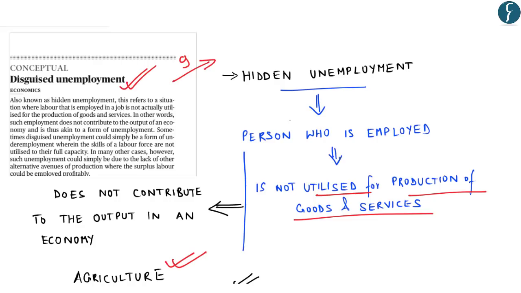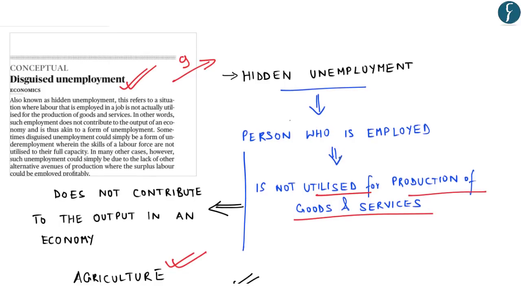It is in this aspect that this concept of disguised unemployment becomes important to understand, specifically with respect to the agricultural sector in India, as it is the agricultural sector which has the most hidden unemployment in India because of lack of opportunities in other sectors where they can be employed.